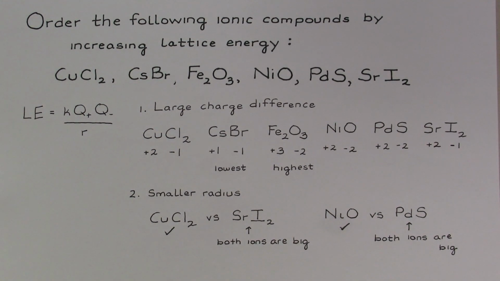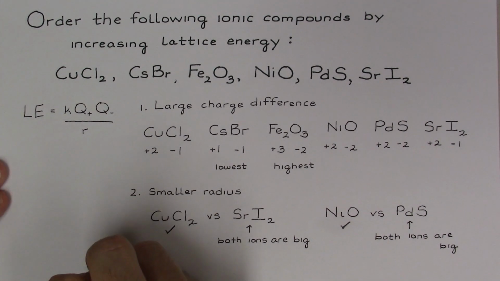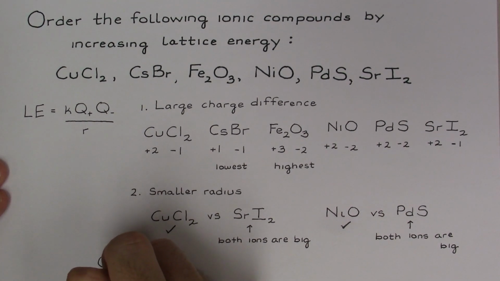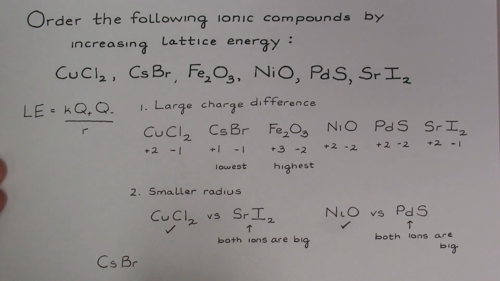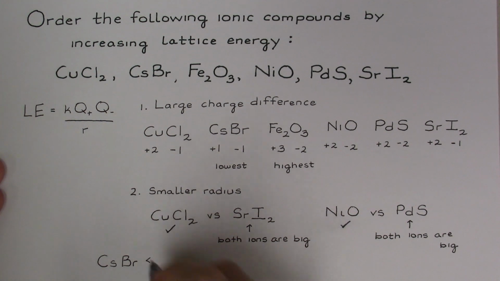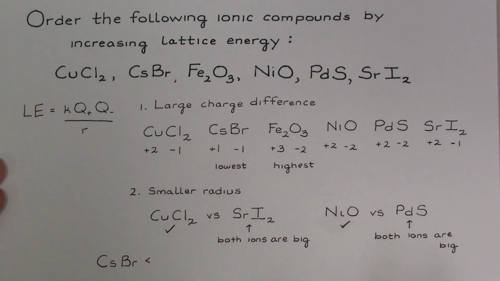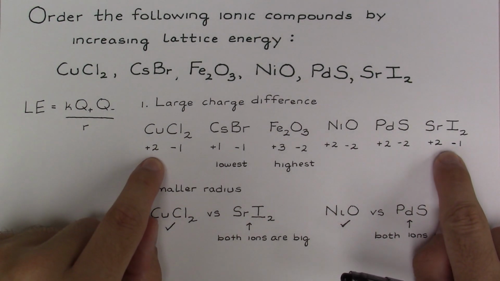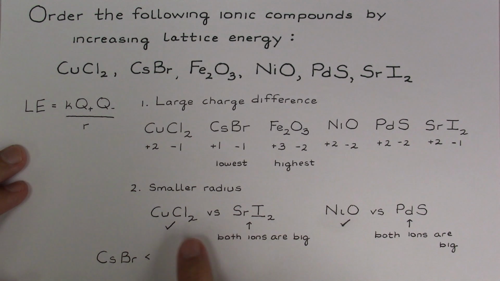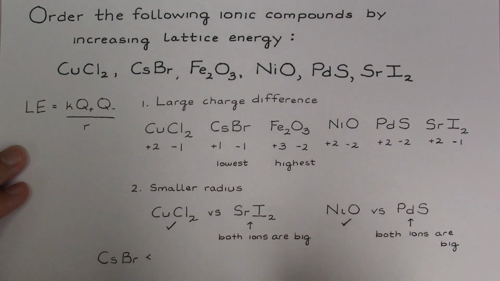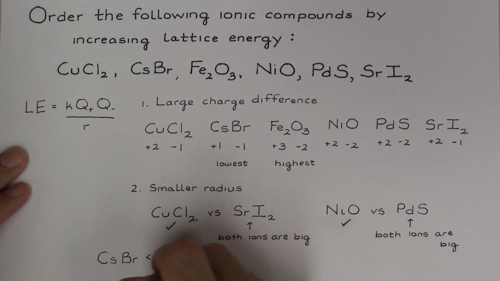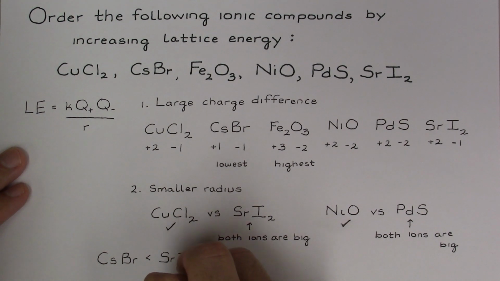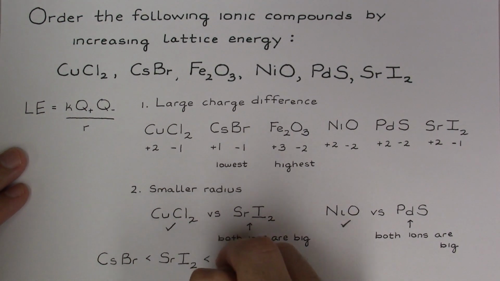So now that we've broken the ties, we can start to organize this in our order. The lowest lattice energy is still going to be our cesium bromide. That was determined using our Rule 1. Now we must go and try to break ties in our +2, -1 group. Well, we did that using Rule 2. Because both ions were very big, our strontium iodide is going to be next. Immediately following that will be our copper chloride.